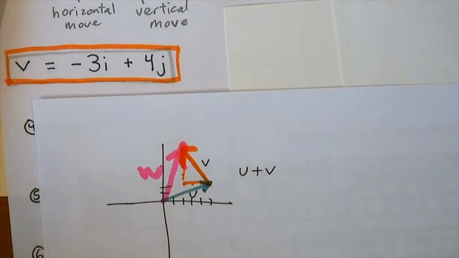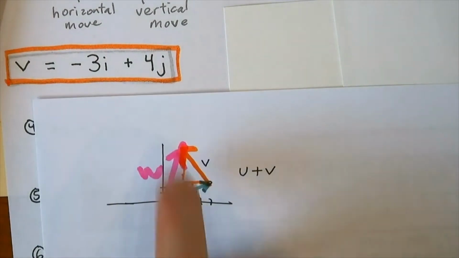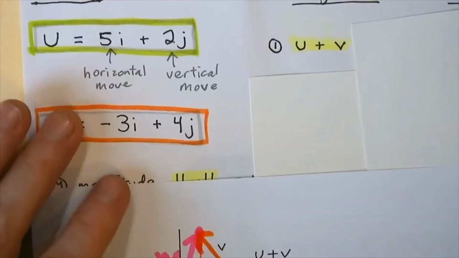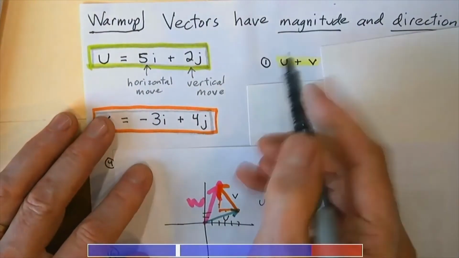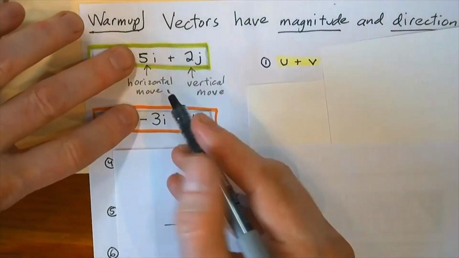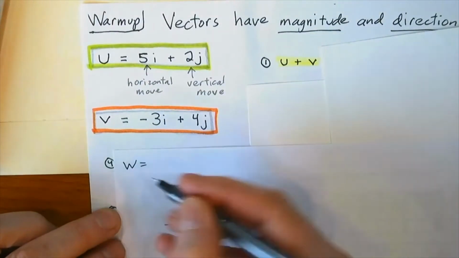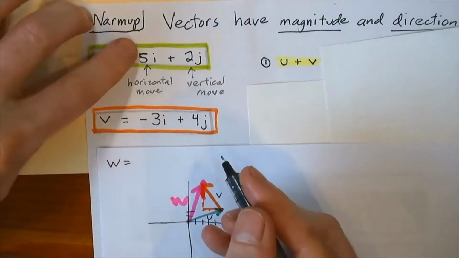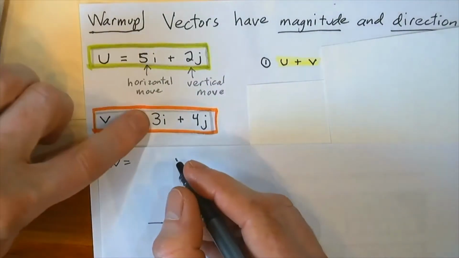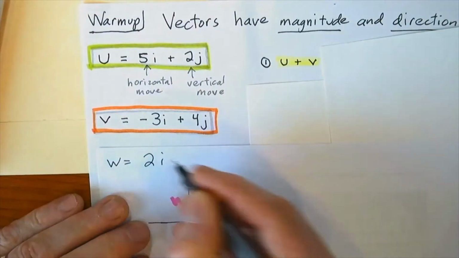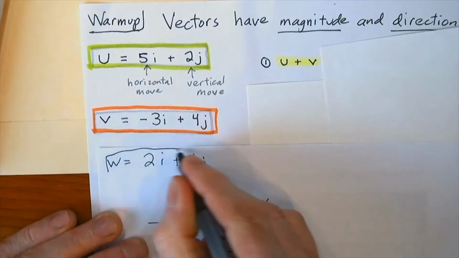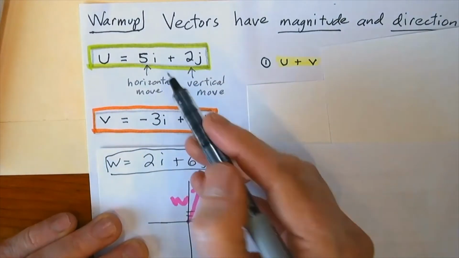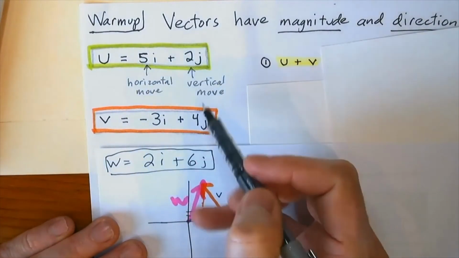How do you find that vector? Well, if I had graph paper, I could count it out. Or here's an easier way. Check how easy this is. Just add the vectors. You could just say u plus v. Just add these up. We'll call it vector w for short. 5 plus -3, 5 take away 3 is 2. 2 and 4 is 6. And this is your vector. Super easy to add vectors. Just add up the horizontals, add up the verticals.